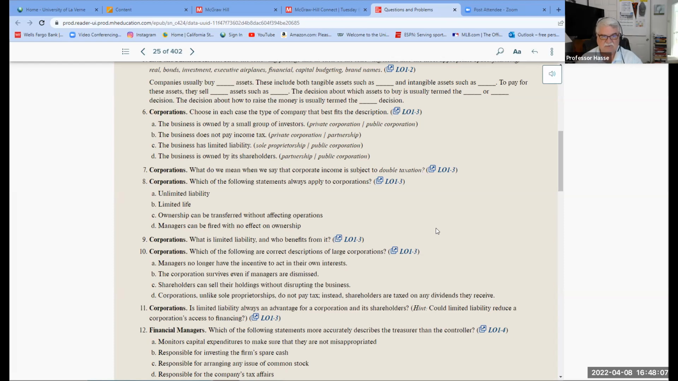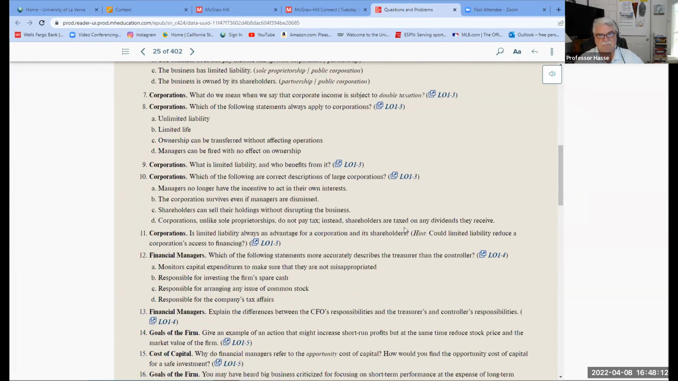Okay, and finally, to summarize our chapter 1 reading, let's look at question 10. Which of the following are correct descriptions of a large corporation?